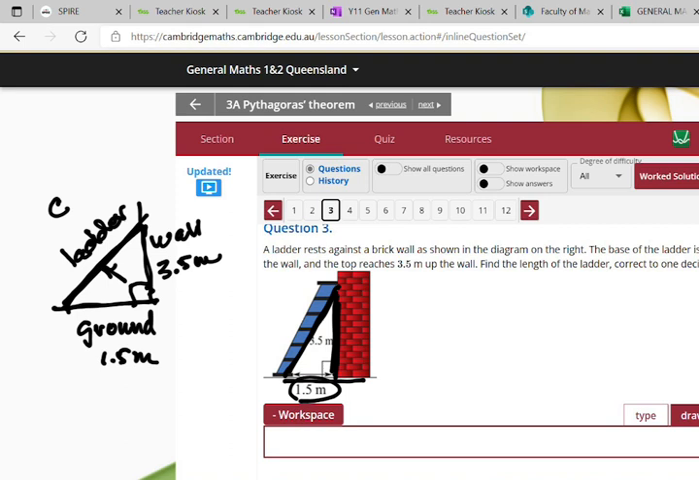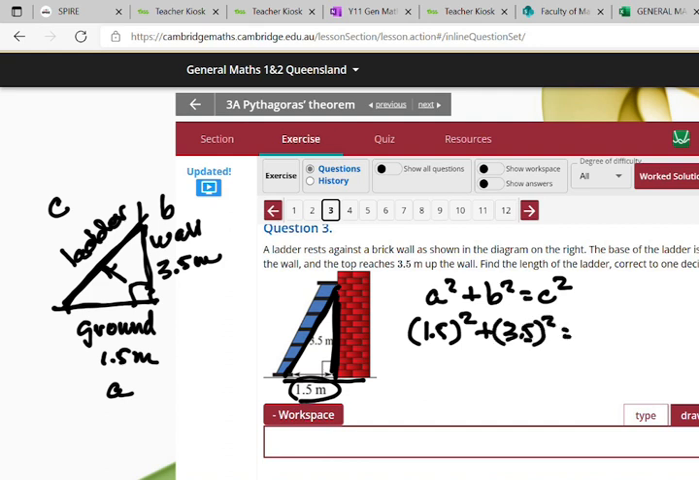We'll label A and B. Does it matter which one's which? Absolutely not. So A and B, who cares? But make sure you label them and make sure you label your drawing so that you know that B is the wall, etc. So we'll plug those into the formula. A squared plus B squared equals C squared. Our A is 1.5. Square that. Plus our B is 3.5. We'll square that. And our C we don't know, so we'll just leave it as C. Of course, it's squared as well. Now it's just a matter of plugging those numbers into your calculator and adding them together.